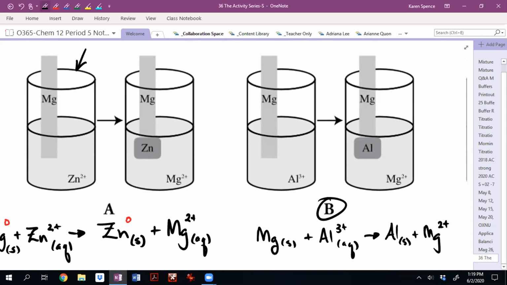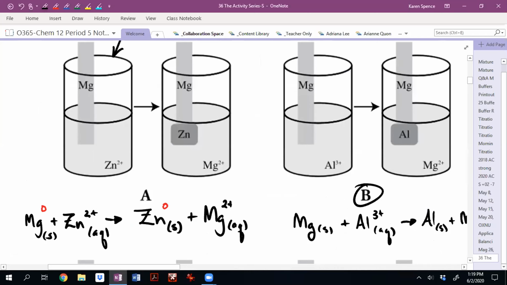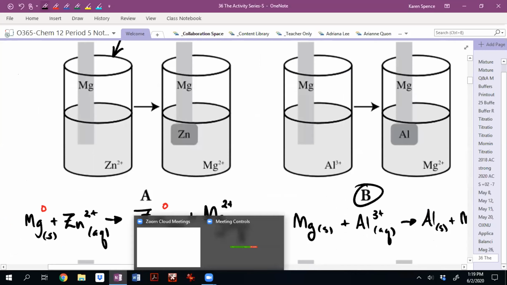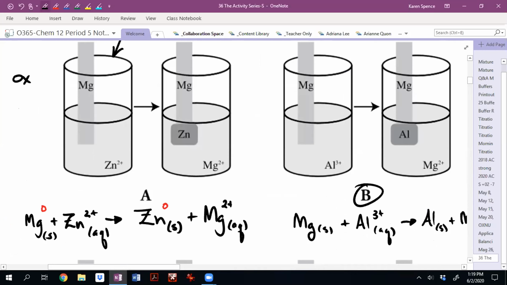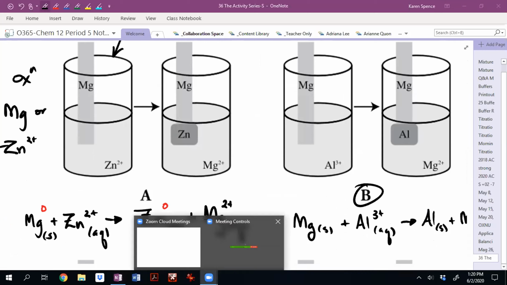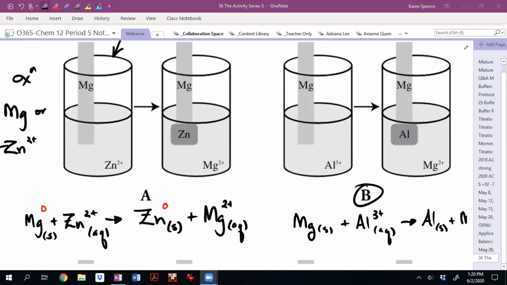Is it the magnesium or is it the Zn2+? Who is undergoing oxidation? Magnesium or zinc? Yeah, it's that magnesium, okay? It's going from 0 to 2+. So it must have lost 2 electrons. So when you're going through this, you're going to say, okay, I can identify that magnesium underwent oxidation.